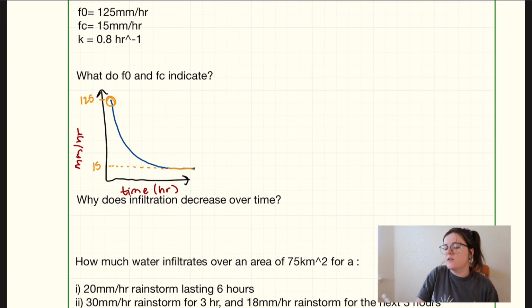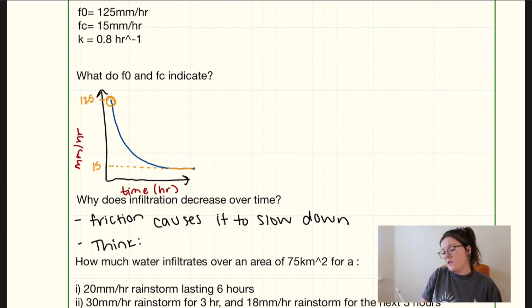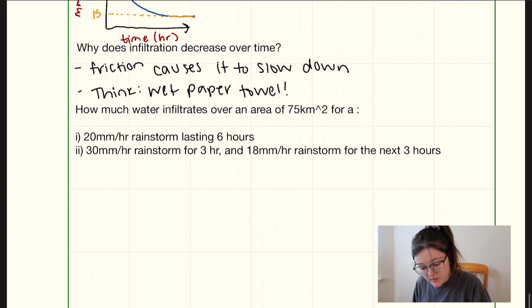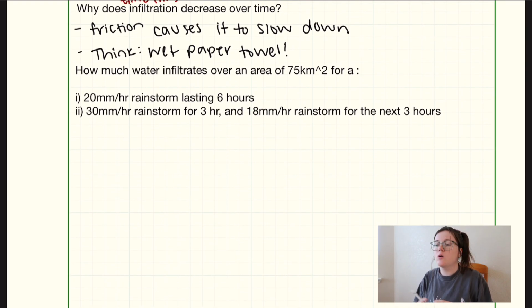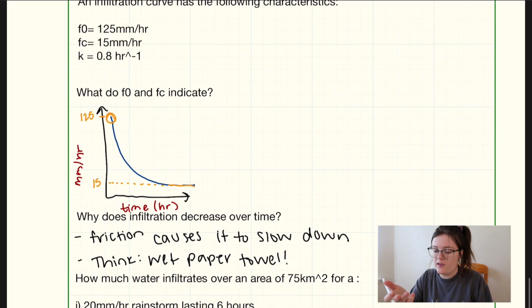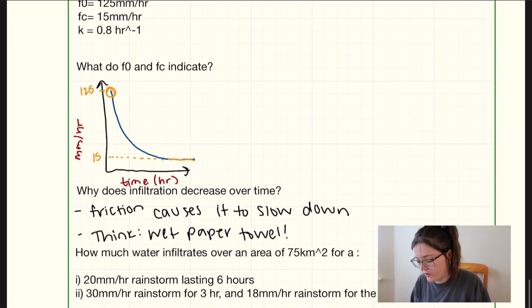So those two things together really made infiltration and the rate of it kind of click for me. So the friction causes it to slow down. Think wet paper towel. So let's take a look at an example. How much water will infiltrate in this case with the F naught and FC and K values that were given?